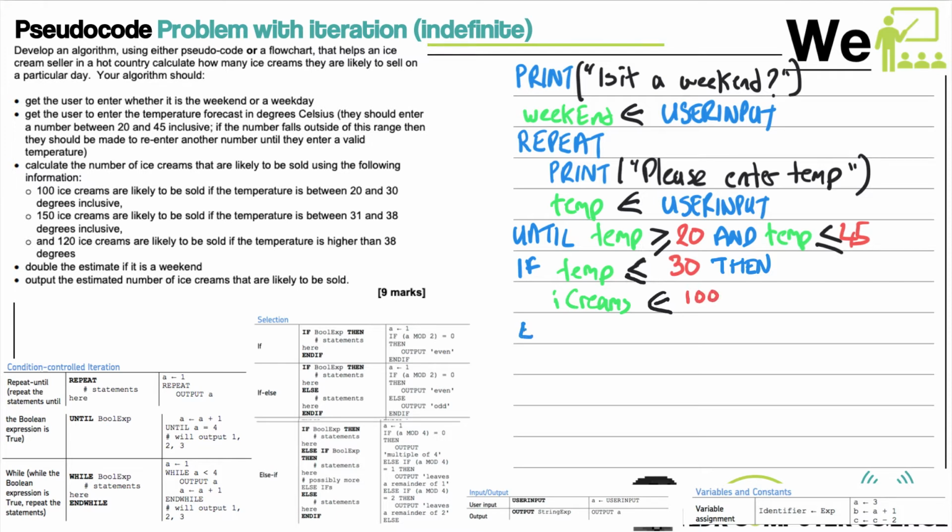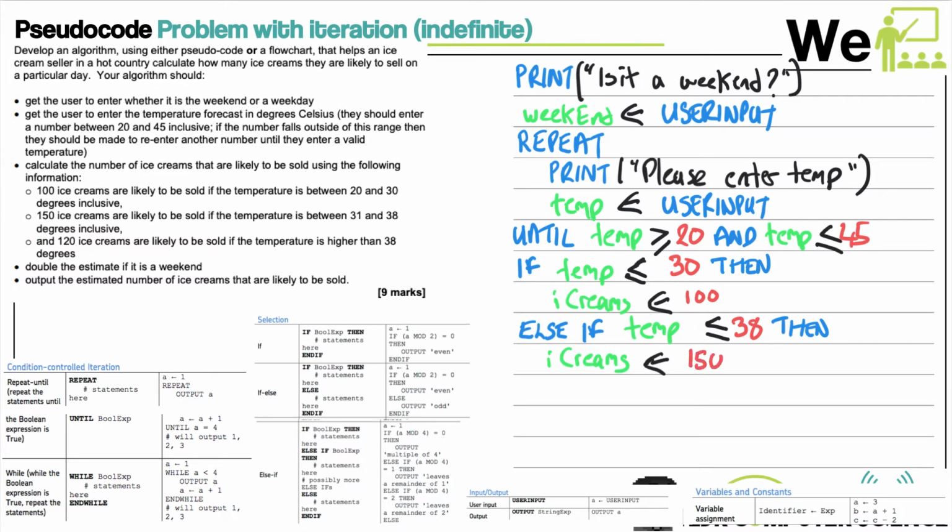And then else if, so what's the next thing we have to worry about? We have to worry about this one here, between 31 and 38. So we can say if temp, we've said if it's 30 or lower, it's already this. So now we can say if temp actually is less than or equal to 38, because remember it has to be inclusive of 38, then what do we do? Well, then we set iCreams, now instead of being equal to 100, what does it say it's going to be? Let's have a look over here. It's 150. So now we've got 150 ice creams.